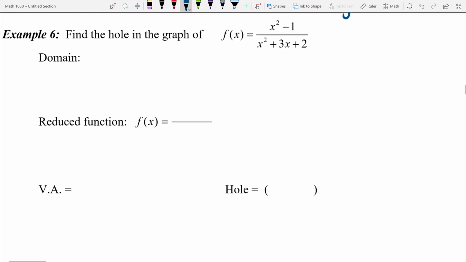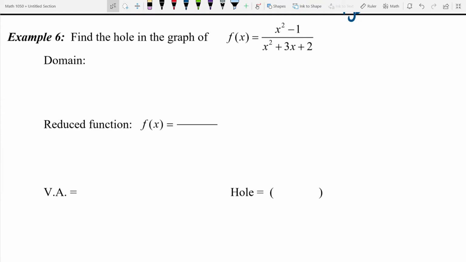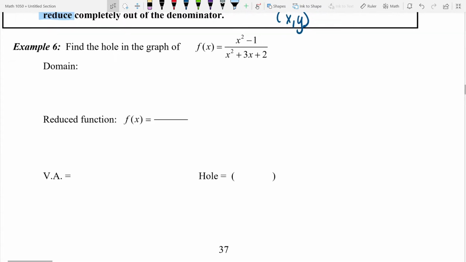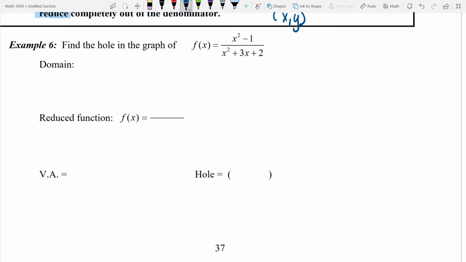Okay, find the hole. Besides finding the hole, we're going to find the domain, the reduced function, the vertical asymptote, and I also want you to add something else on there, and that would be the end behavior. Okay, here we go. Don't peek. Make yourself remember. Everybody in the room, the first thing we're going to do is domain. How do I find domain? What do I do? Bottom, not 0. Beautiful. So it's x to the second plus 3x plus 2 cannot be 0.